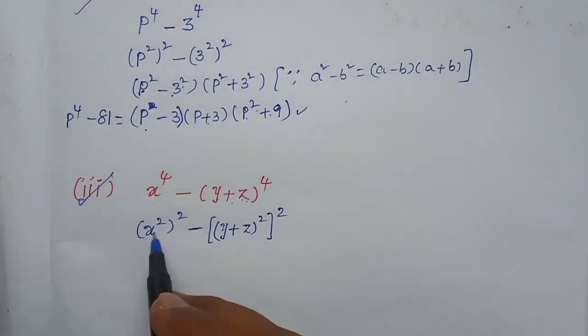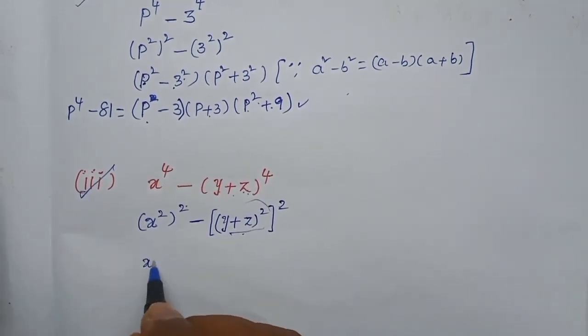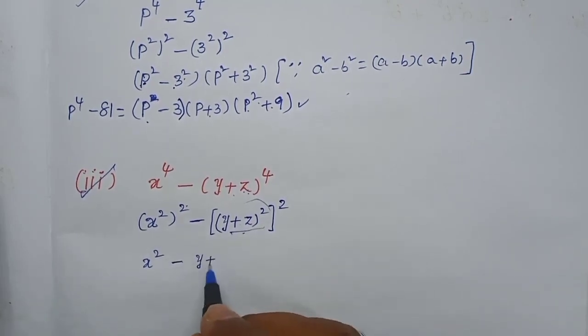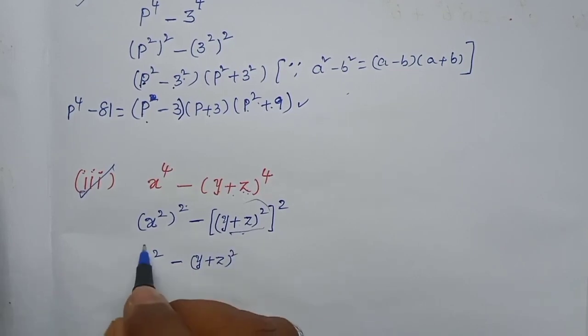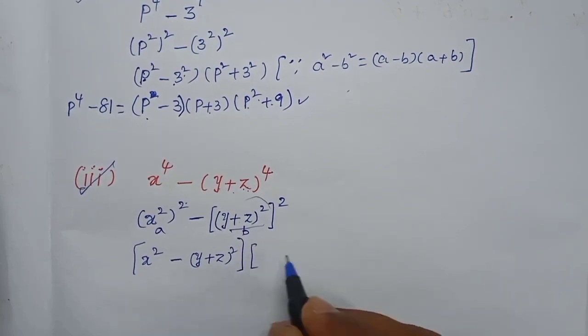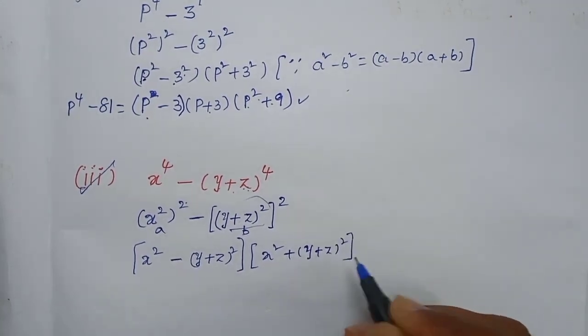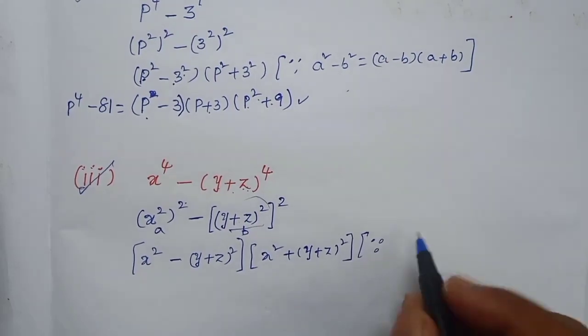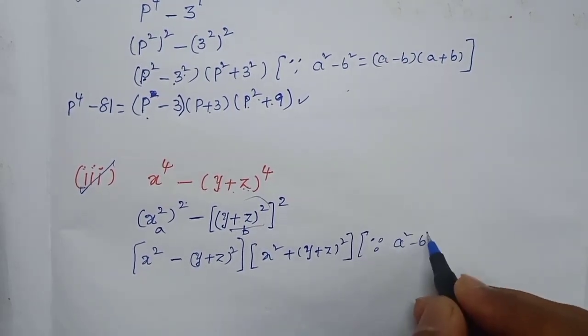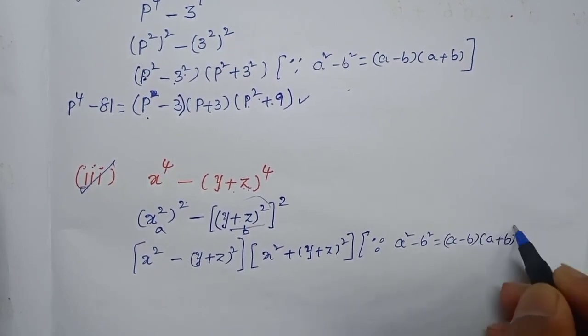Now see, it is in the form of a square minus b square. Let us treat this completely as b. Then it can be written as x square minus y plus z whole square. This is a minus b and a plus b is x square plus y plus z whole square. Because of the identity, a square minus b square is equal to a minus b into a plus b.